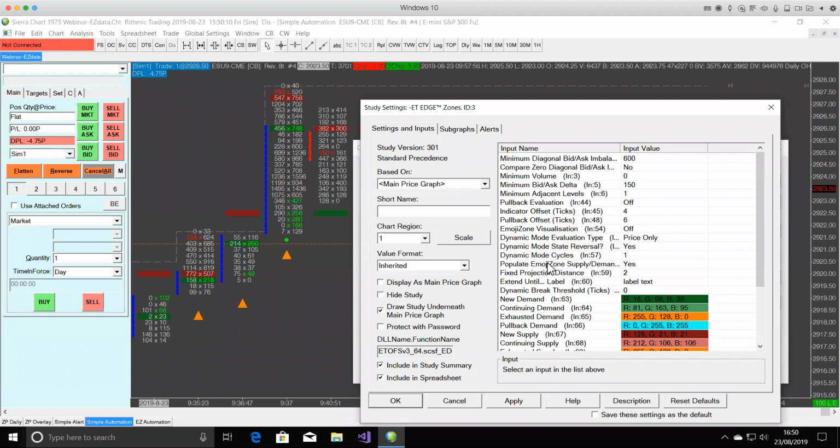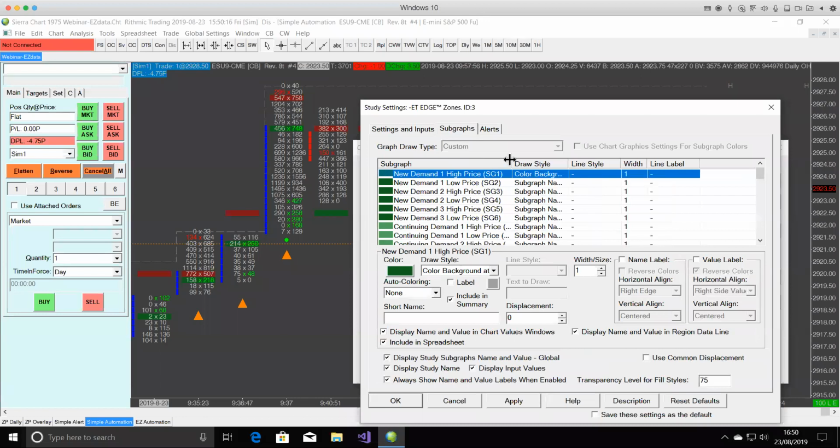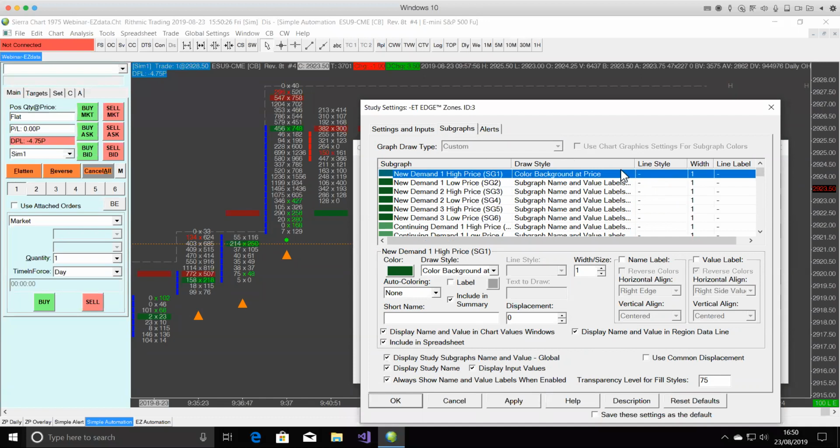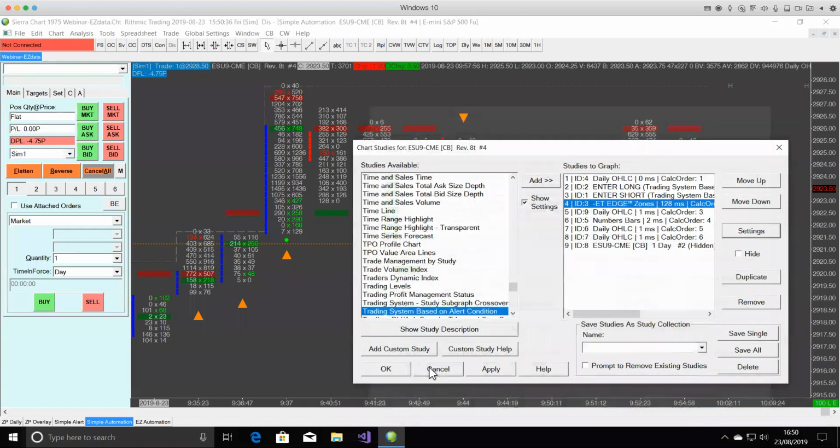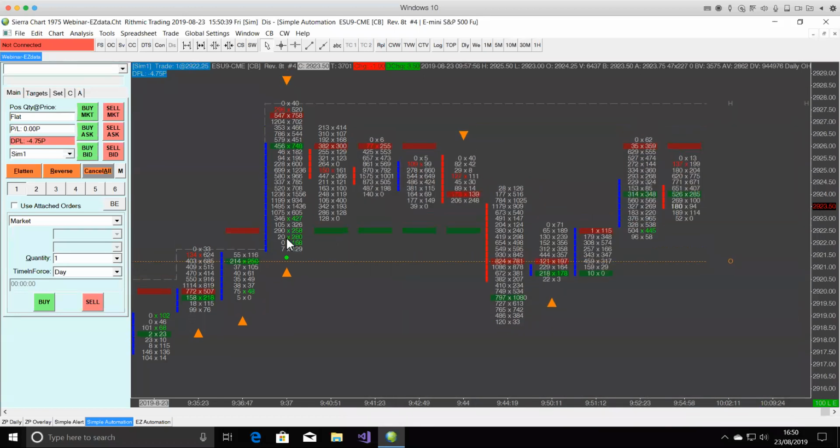What I'm doing actually is populating the EmojiZone supply-demand subgraphs, and I only care about the newest supply demands. This is about if something happens, enter at the market. So just for debugging, I've set the draw style to Fiera Chart color background at price. It's giving me, compared to price, the highest price level where we've got an edge zone. Because I'm not highlighting everything, we're not seeing these track out. But you can start to understand that whenever an edge zone occurs, bang, the subgraph populates.